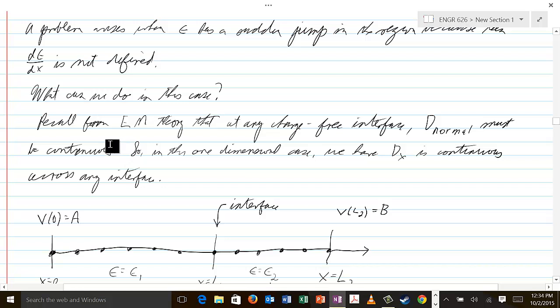Okay? So even though epsilon is discontinuous, it's changing abruptly, d normal, the normal component of d, which in this case is the x component of d, cannot take a jump. It has to be a continuous function. So in this one-dimensional case, we have dx is continuous across any interface. Okay?